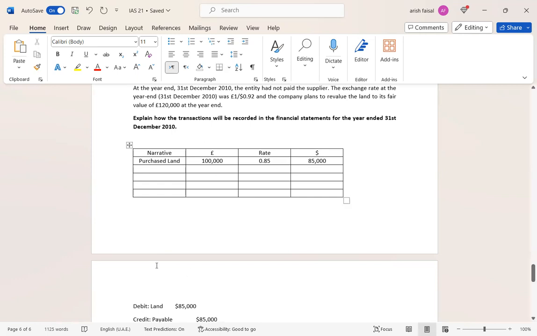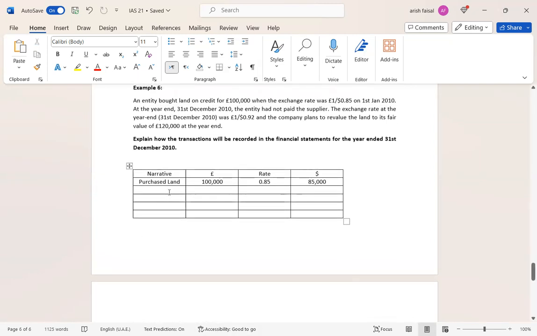But in this case, see, the land is a non-monetary item, so we don't have to disturb the non-monetary item. Let it be at 85. And obviously, we won't charge any depreciation because land is not to be depreciated. However, for payable, you need to consider. Now at the closing time, we have to bring it to its fair value, correct? So at the closing, we have the property at a valuation of 120, correct?